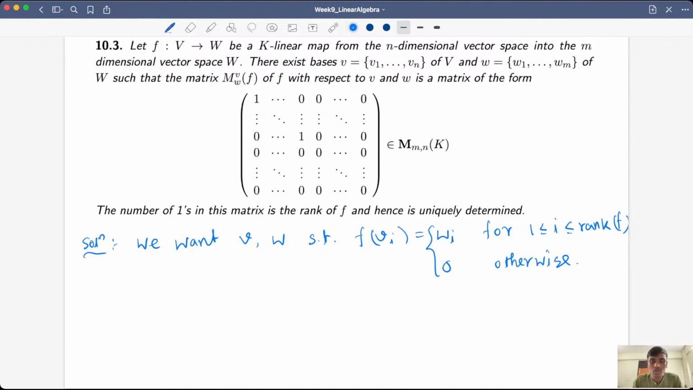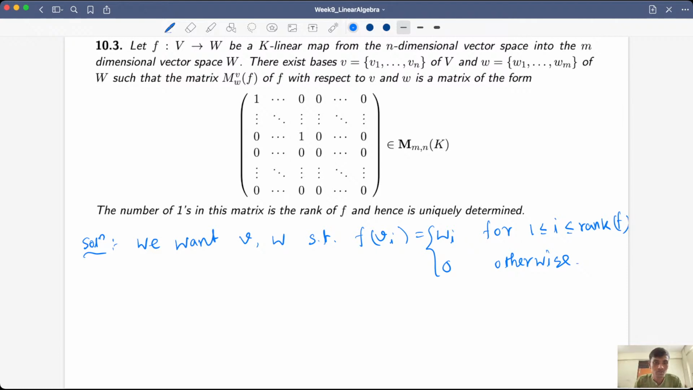But this means we need F of vi equal to 0 for the rest, so we have to somehow start with the kernel of F, right? So that I get a basis of the kernel of F, and then I will extend that basis to a basis of V, and on the remaining extended basis F cannot be 0, so that will exactly generate the image of F. From there, if I take F of vi to be wi and extend that again to a basis, we'll get the required bases of V and W.